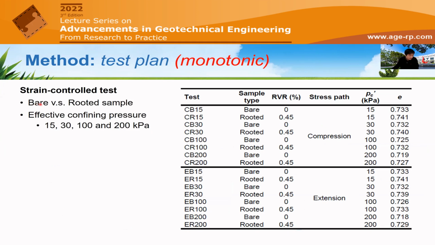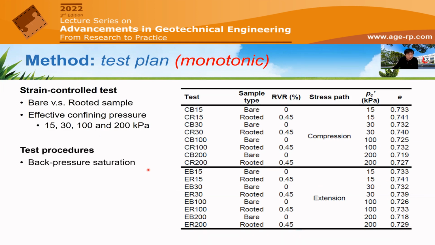Basically, we have two types of samples, bare and rooted samples. We have a large series of tests, including compression and extension tests, looking at different root volume ratios and also different confining pressures, so that we can obtain the cohesion and friction angle later on. These are just the volume ratios that were created after the sample preparation.